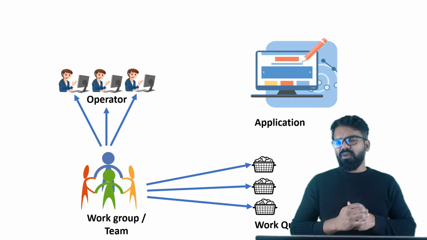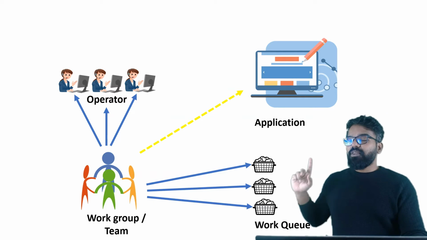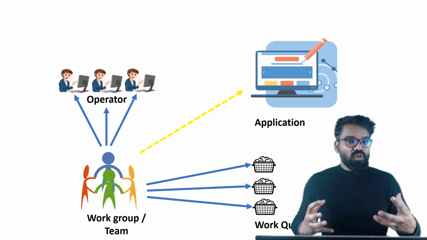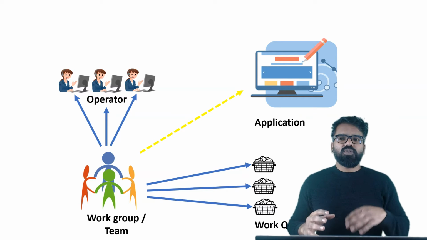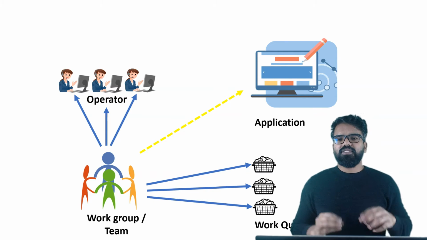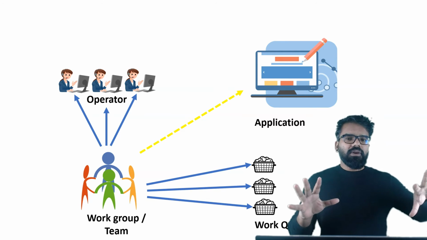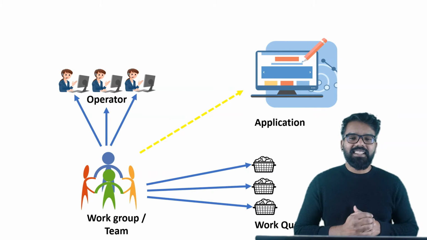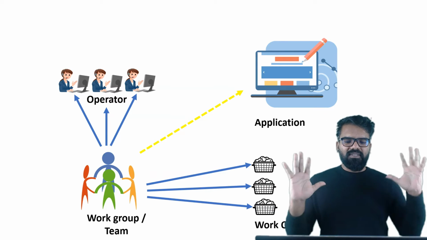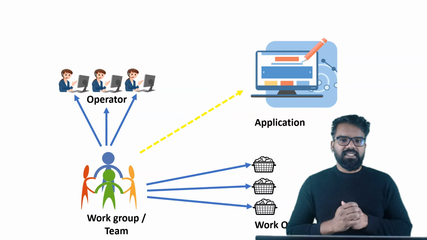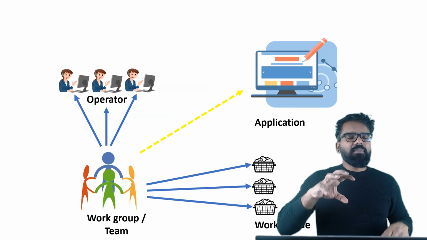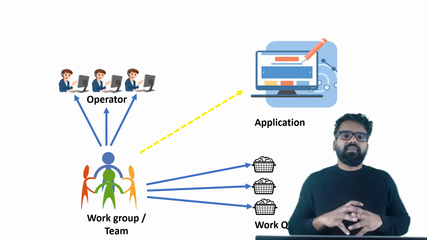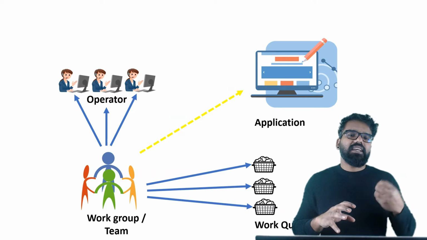So what about the work group and application? I purposefully marked it as yellow because there is no direct connection. It means you don't go to the work group instance and say this work group is part of this application. You don't have a direct configuration, but there is a little bit of relation which I will come to at the end of this video. So now we have some picture, right? How a work group is designed, how a team is designed. A team definitely will have multiple operators and multiple work baskets can be assigned to a team.